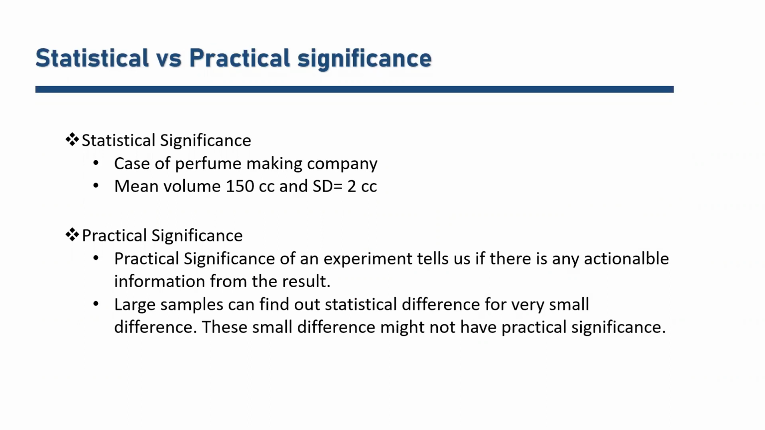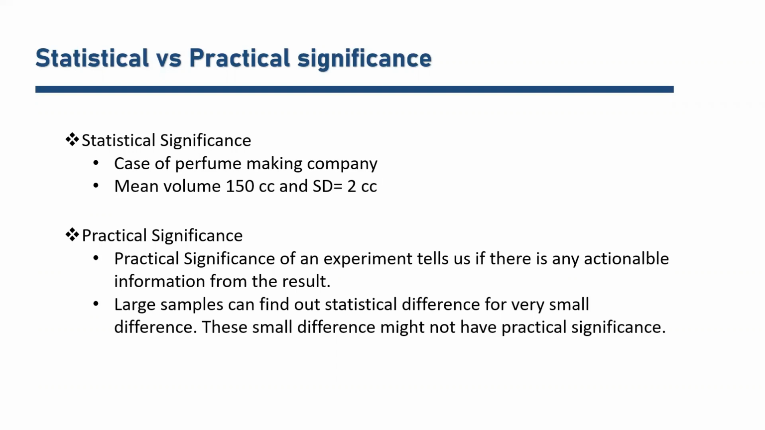Now, let's talk about one important aspect here, which is the difference between statistical significance and practical significance. What happens in hypothesis testing is that we hypothesize something, right? We assume something. Let's say in the case of a perfume making company, where the volume is 150 cc, and based on the history, we know that the standard deviation of these volumes is 2 cc. This is something which is being produced.